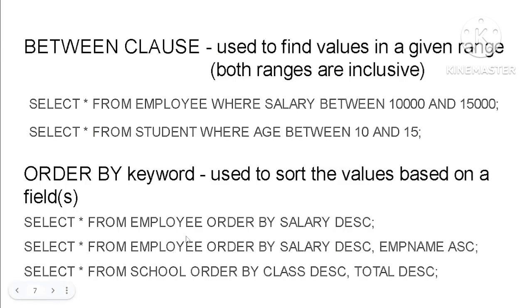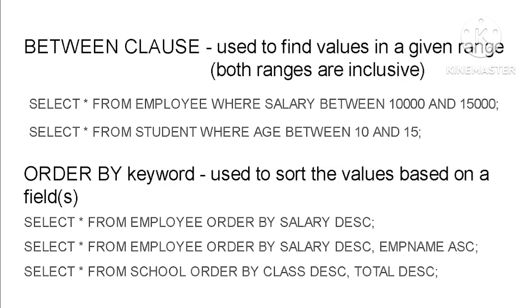Now look at the second command. Select star from employee, order by salary DESC, emp name ASC. Why have I given two fields? When you arrange it using the salary, there are many people who receive the same salary. Then in that case, how do we arrange them? In that case, the employee name should be in ascending order for the same salary. That is the arrangement of the fields when more than one field contains the same value.